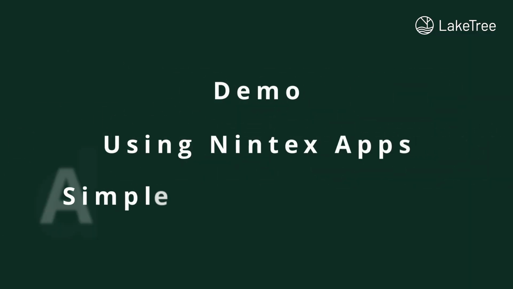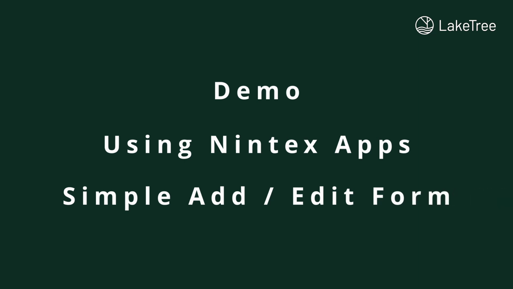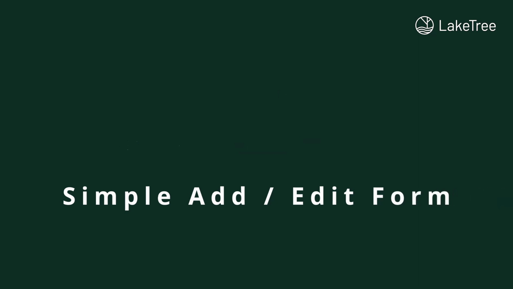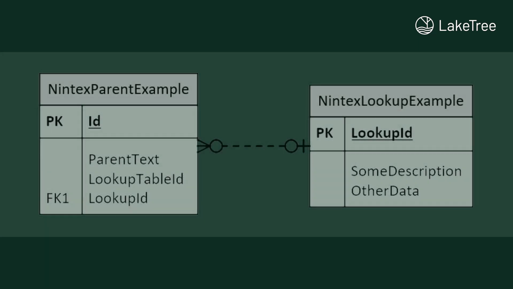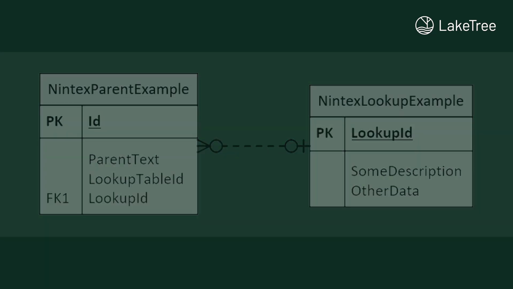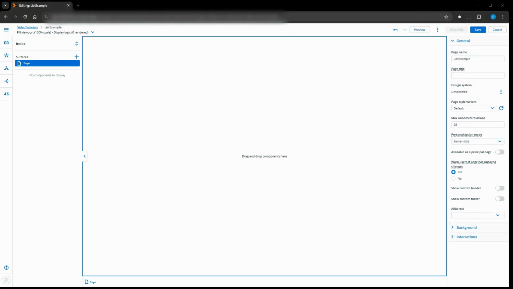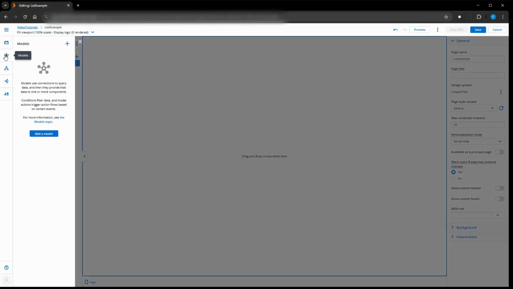Hi. This is a quick demonstration of how to create a simple add and edit form in Nintex Apps. Our source data will be a parent and child table where we have specified a foreign key. We created the tables in Microsoft SQL Server and then set up a connection in the Connections tab of Nintex Apps to these tables.